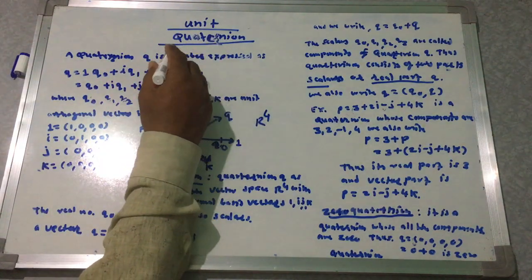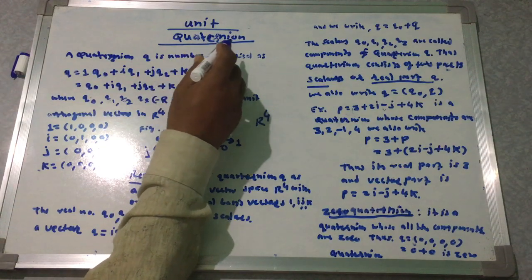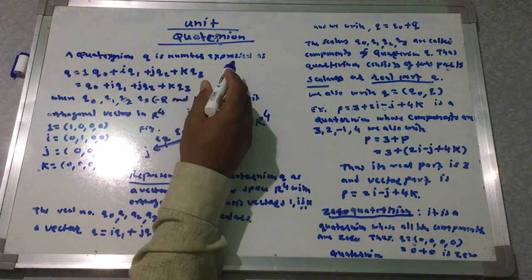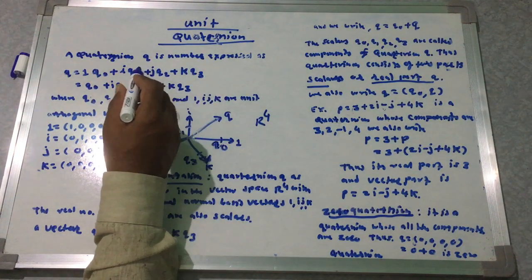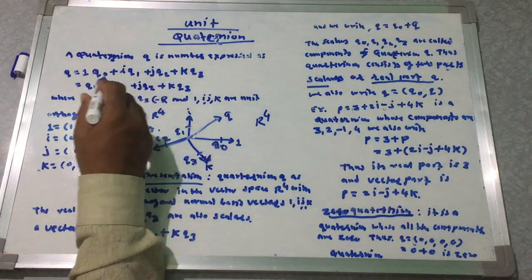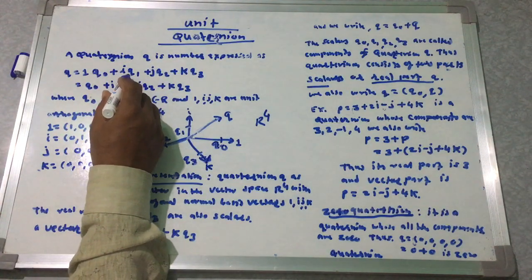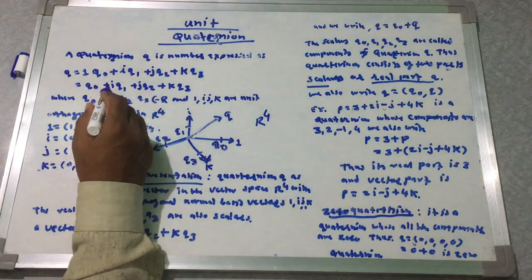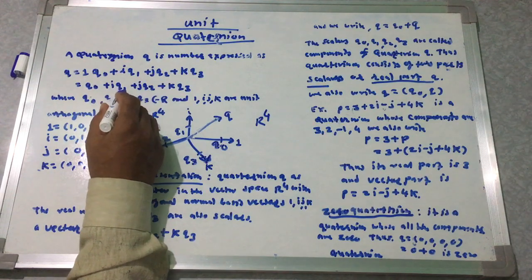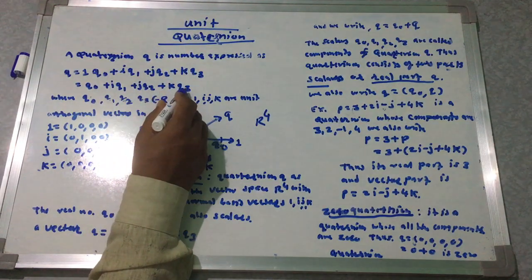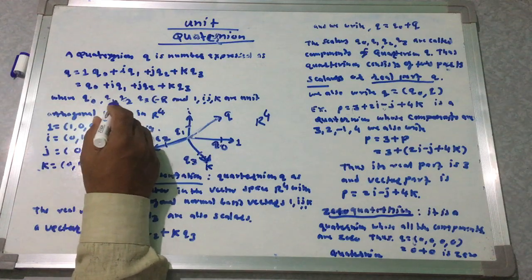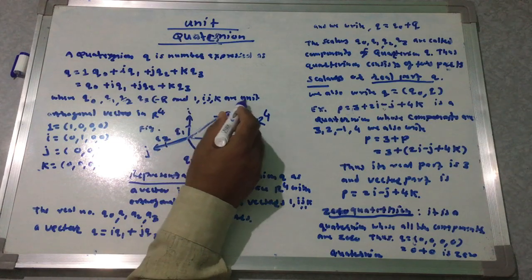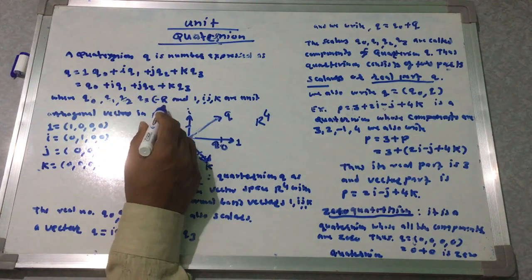New unit: quaternions. A quaternion Q is a number expressed as Q = 1·Q0 + i·Q1 + j·Q2 + k·Q3, that is, Q = Q0 + iQ1 + jQ2 + kQ3, where Q0, Q1, Q2, Q3 belong to R, and 1, i, j, k are unit orthogonal vectors in R^4.